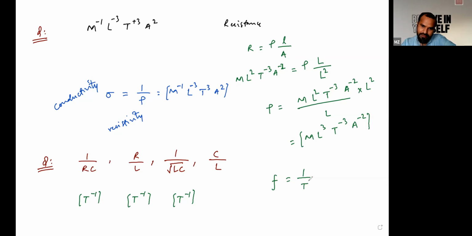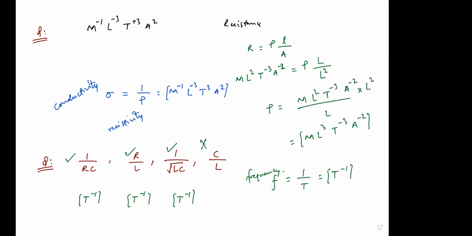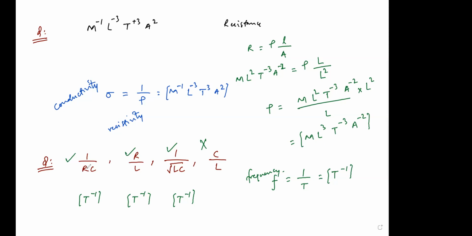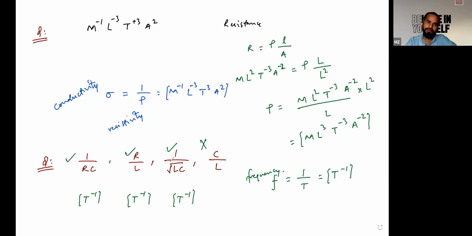So the dimension formula of frequency would be T to the power -1. This part and this part all represent the same dimension, that of frequency. But this part is different from the whole combination, so it will be neglected. So we have multiple correct options in this question. Okay, sir. So option A, option B, and option C would be correct.